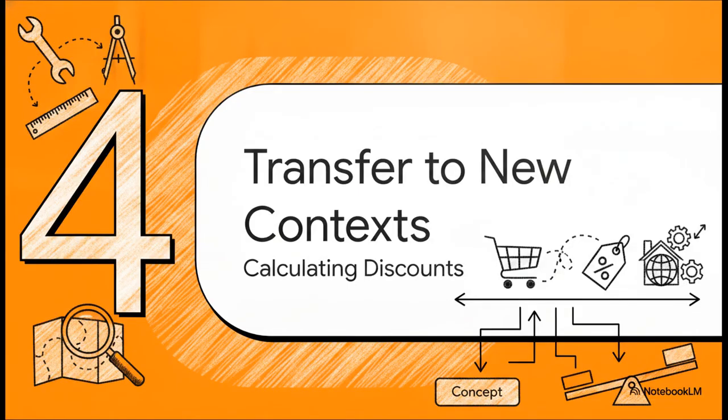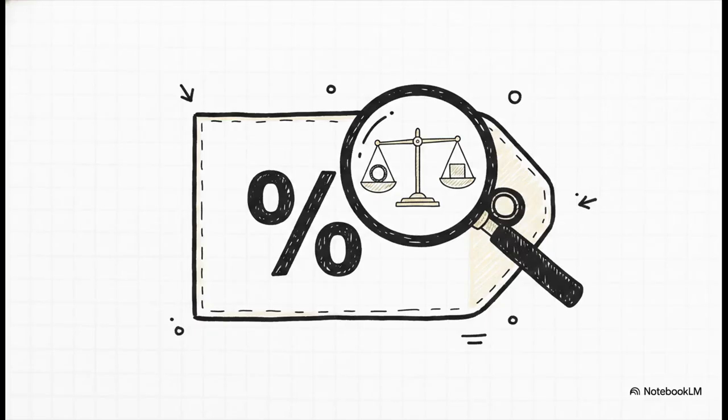Section 4. Transfer to new contexts. We know how our tools work and we know when they don't. So we're going to apply proportional reasoning to something you see literally all the time in the real world, figuring out the final price during a huge store sale. Actually, fun fact, percentages are really just ratios disguised in a different format. The word percent literally means out of 100.